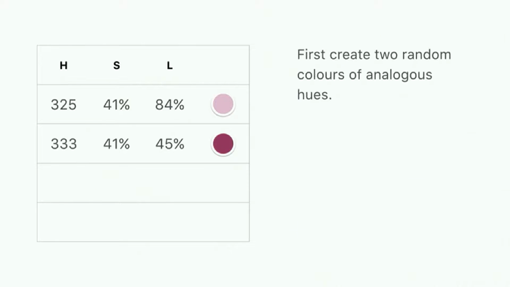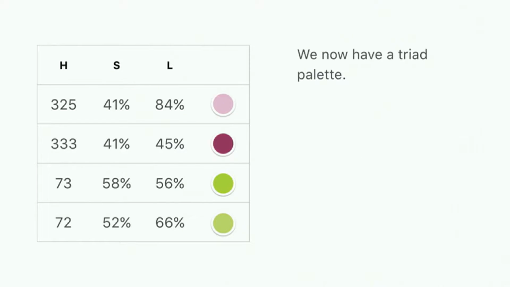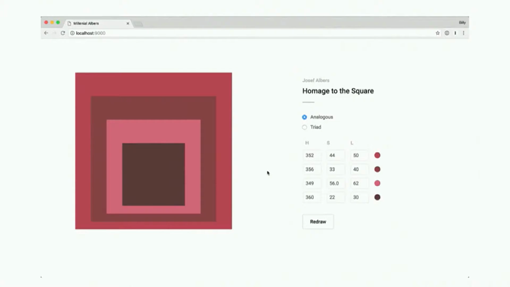Now to create a triadic palette, we'll start with 2 random analogous colors. And then we'll take the first color's hue and roughly get the triadic hue of that, and then generate 2 colors based on that. And this should give us the roughly triadic hue palette. So here's a demo of how that works.